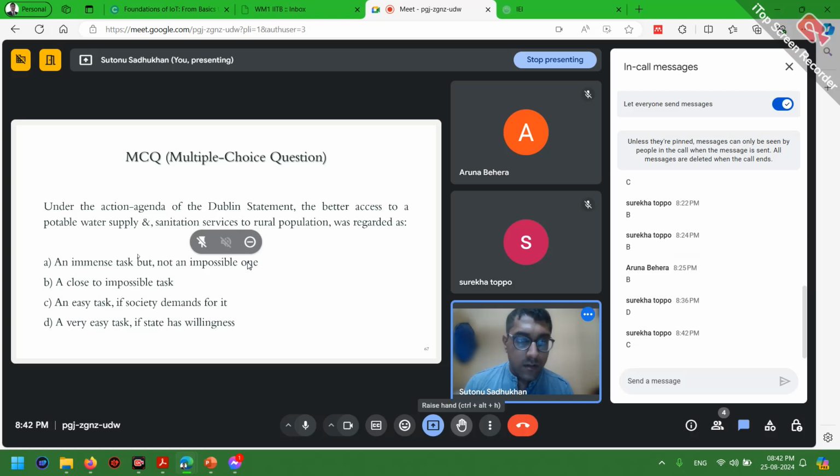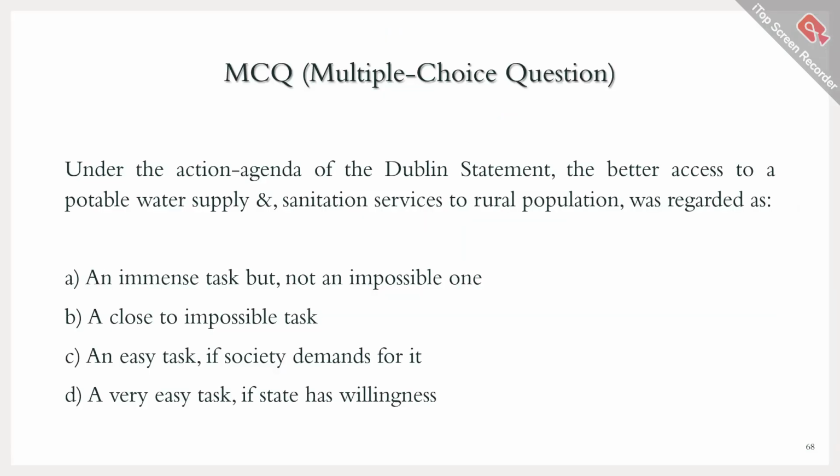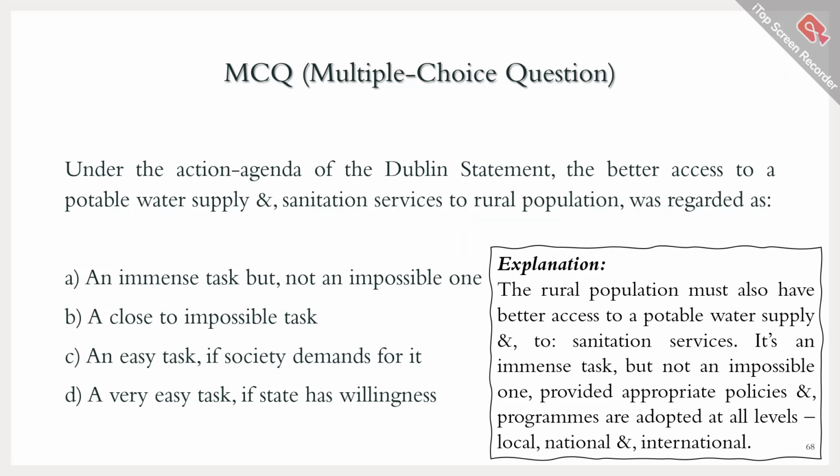Okay, Surekha is telling us option C. We'll see the answer. It's just a memory based question. Even if we're wrong, no issue with that. So the explanation is the rural population must also have better access to a potable water supply and to sanitation services. Not only the urban population, but also the rural population should have it. So it's an immense task, but not an impossible one, provided the appropriate policies and programs are adopted at all levels, that is local, national, and international. So option A is the correct answer for the Dublin Statement.